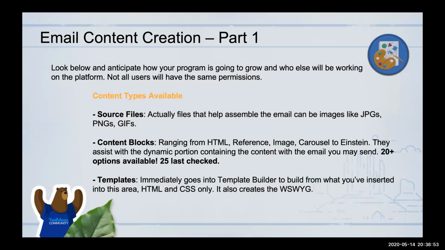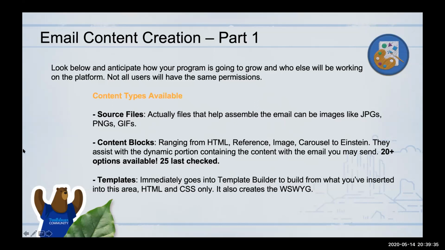Email content creation, part 1. There's a lot of different content types that are available on Salesforce Marketing Cloud. These are the ones that you have, the source files, and these actually help assemble the email, like the JPEGs, the PNGs, the GIFs. And not all users will have the same permissions, so you always have to double check to see if you're the one building it or if you're the one reviewing it for either approvals or anything else, to see that you have the access in order to make the edits.